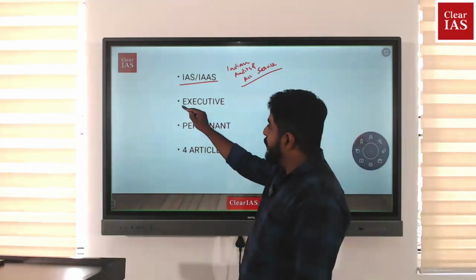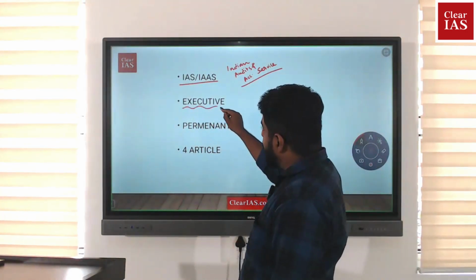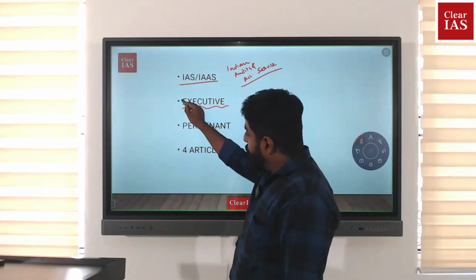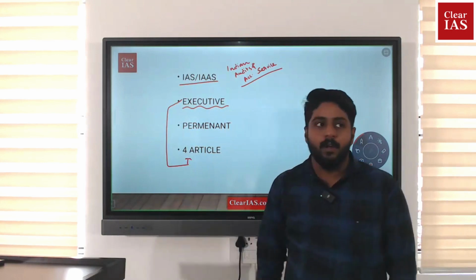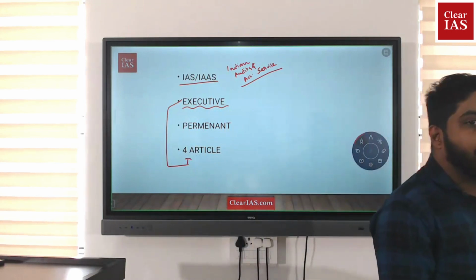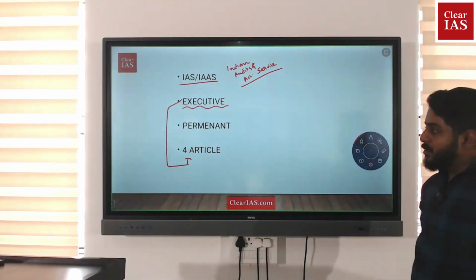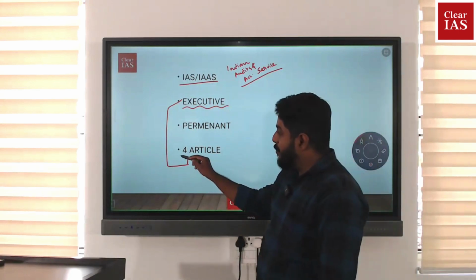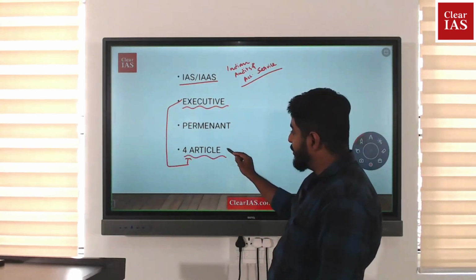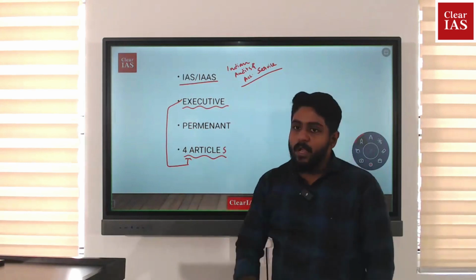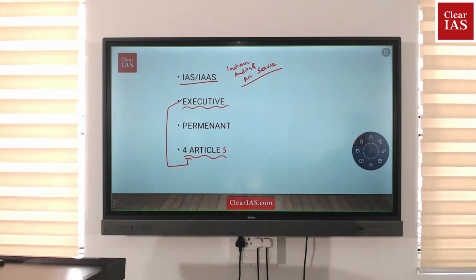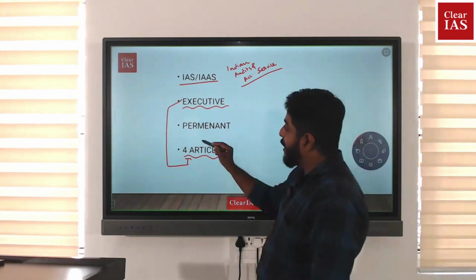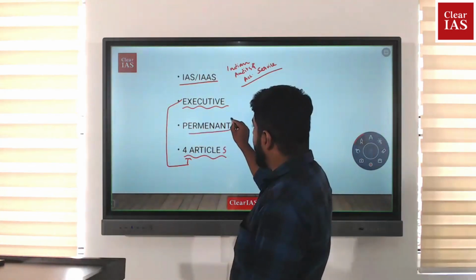Fine, executive. And still, you have 4 articles in this Constitution of India dedicated to one office that is part of the bureaucracy. So it is very surprising. The importance of this particular office is this: in fact, you have 4 articles, which means almost 1% of the Indian Constitution is dedicated to this permanent executive.